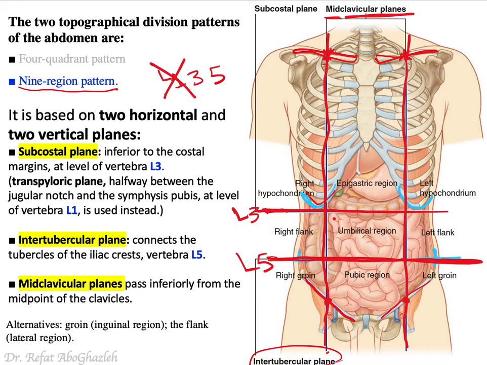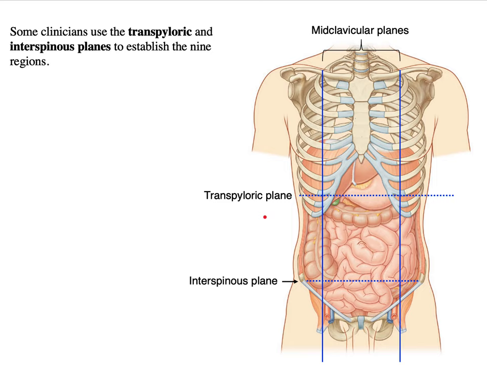But you know, some people don't like that. They prefer to use another two horizontal planes. They don't like the subcostal plane and intertubercular plane. So, okay, there is an alternative, I would say, 9-region pattern. Still, we have two midclavicular planes. But the only change is the transverse or the horizontal planes.